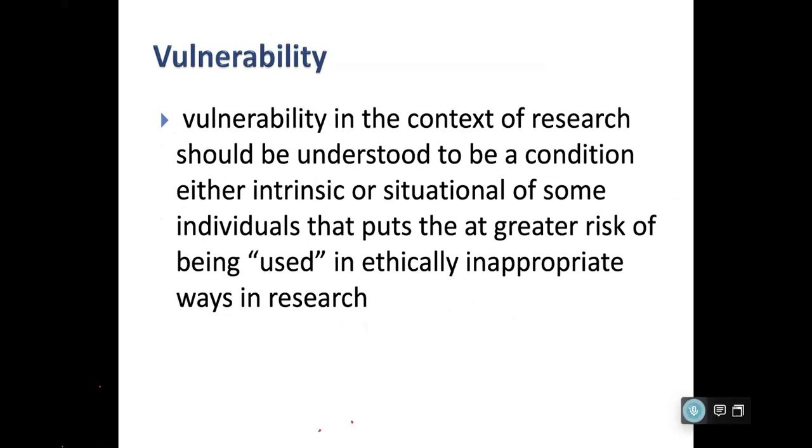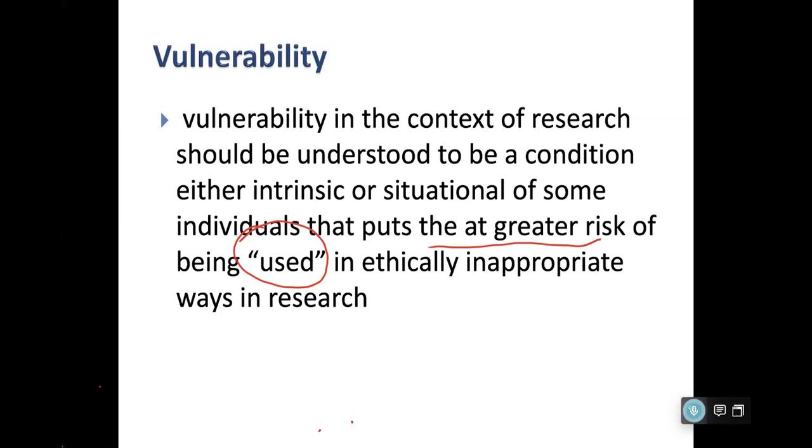Now, in this slide, another definition of vulnerability in the context of research, which is what we're talking about. It should be understood to be a condition, either intrinsic, like cognitive issues, lacking intelligence or the ability to reason, or situational, like poverty or differences in power, that puts them at greater risk of being used in ethically inappropriate ways in research.